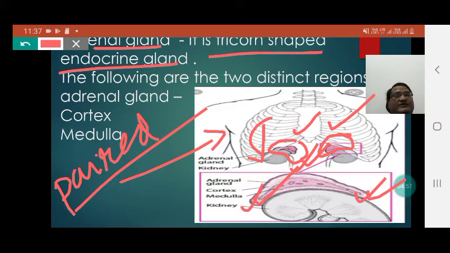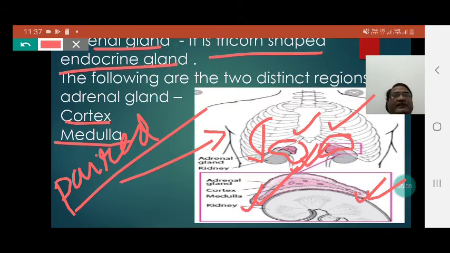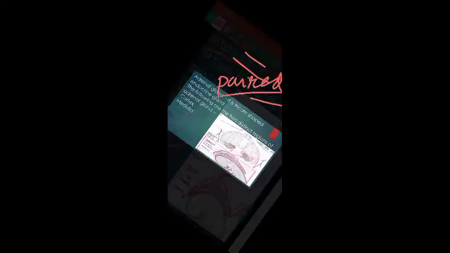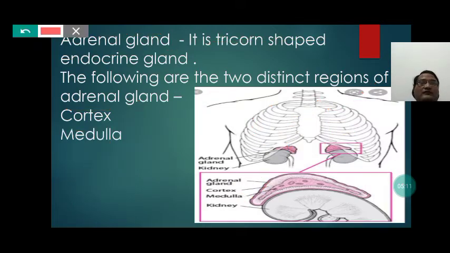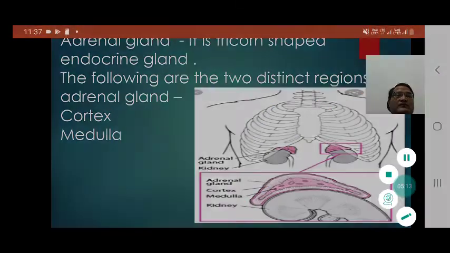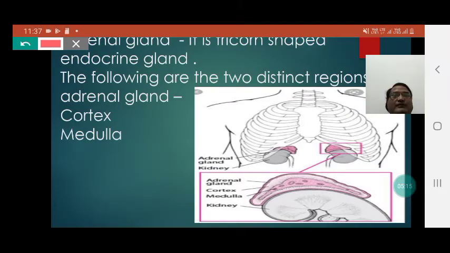Students, there are 2 distinct regions in the adrenal gland: cortex and medulla. Since cortex is supposed to be the outermost region, whereas medulla is supposed to be the innermost region of the adrenal gland.